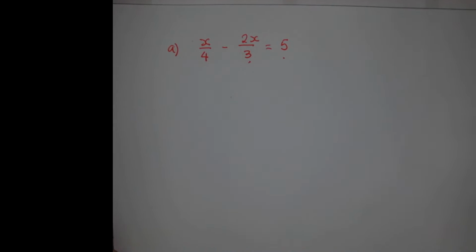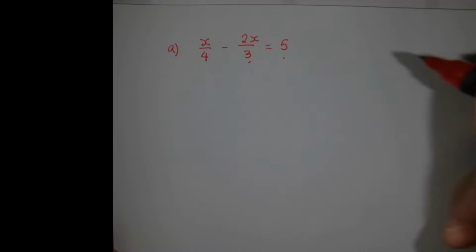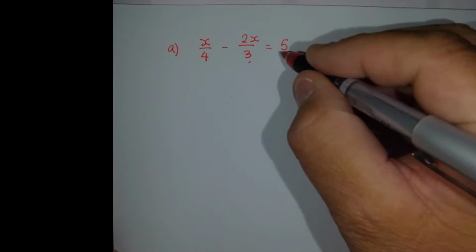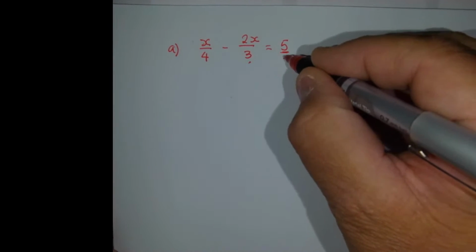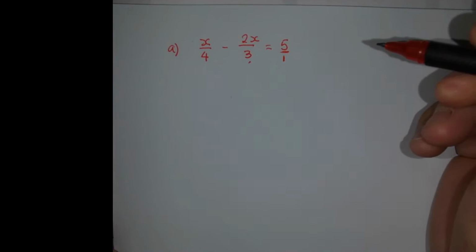In an equation, it's exactly the same. So what do I need to do? I need to find a common denominator, but not just any common denominator. I would like to find the lowest common denominator in order to solve the equation. So in this case, when I look at my denominators, for the sake of the demonstration, I'm going to make a 5 with denominator 1.